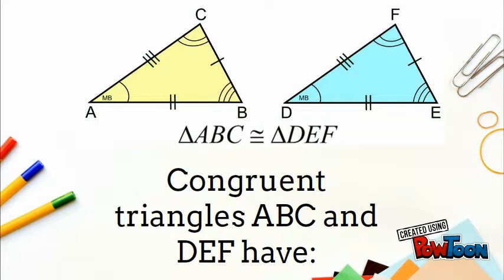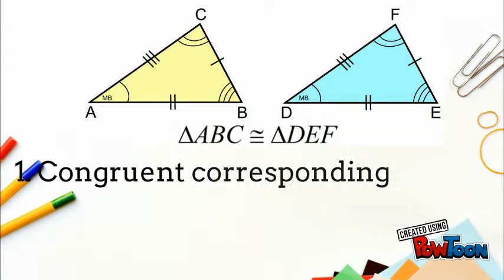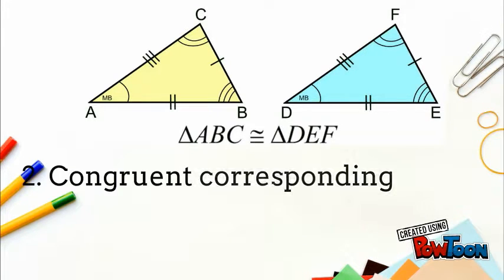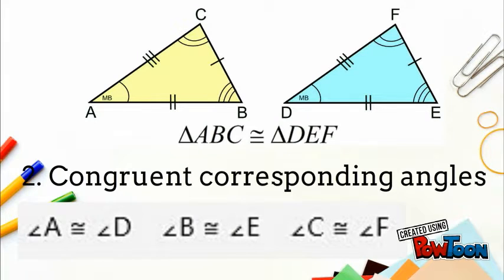Congruent triangles ABC and DEF have, first, congruent corresponding sides. For example, AB is congruent to DE. Second, congruent corresponding angles. For example, angle A is congruent to angle D.